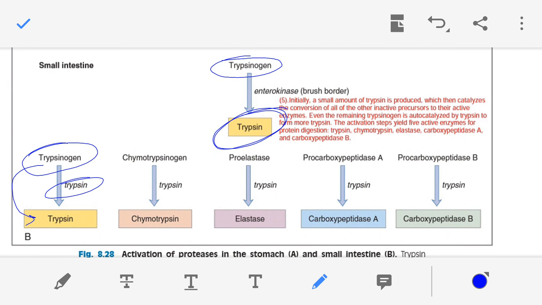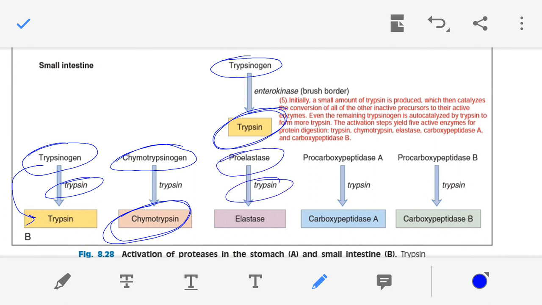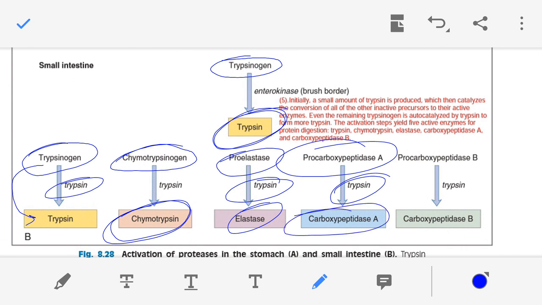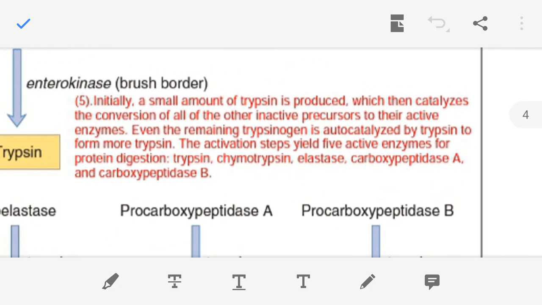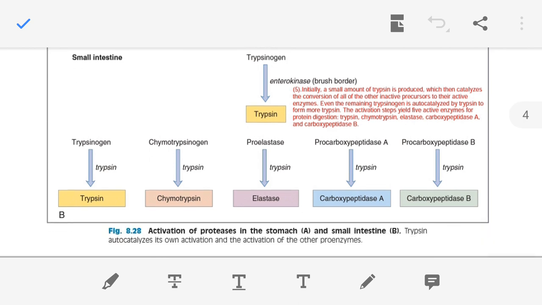Now this trypsin acts on inactive chymotrypsinogen, so chymotrypsinogen is converted into chymotrypsin. Trypsin acts on proelastase, so proelastase is converted into elastase. Trypsin acts on procarboxypeptidase A, so procarboxypeptidase A is converted into carboxypeptidase A. Trypsin acts on procarboxypeptidase B, so procarboxypeptidase B is converted into active carboxypeptidase B. This is the fifth point. Now moving on to the sixth point.